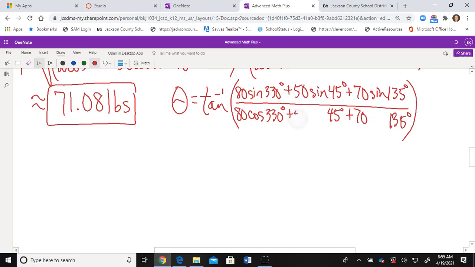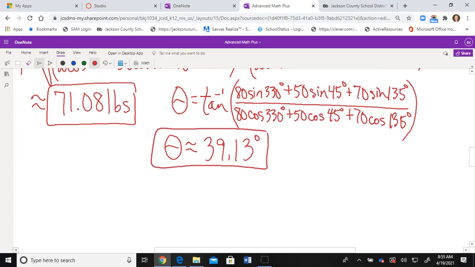Okay. 50 cosine 70 cosine. There we go. Okay. Theta is, hopefully everyone got 39.13 degrees. Good job, Emma. You only got one of those, thank goodness. Dang, 3 vectors. And understand, there's four forces, 5 forces, 6 forces, however many forces, you do it all the same way. Yes, ma'am. You're good? You're giving thumbs up? Awesome.